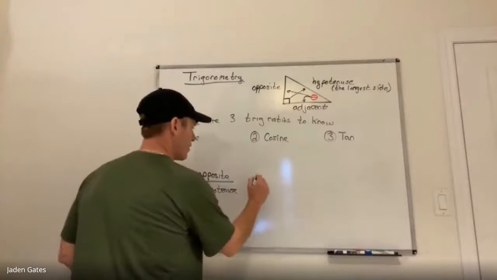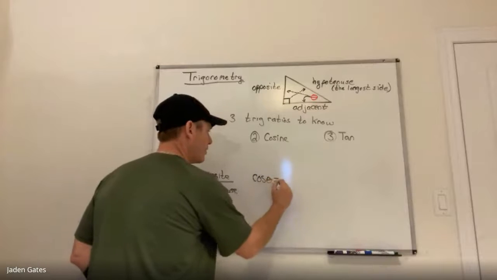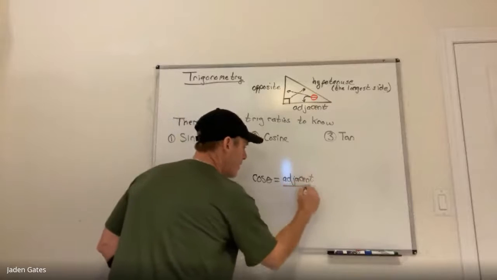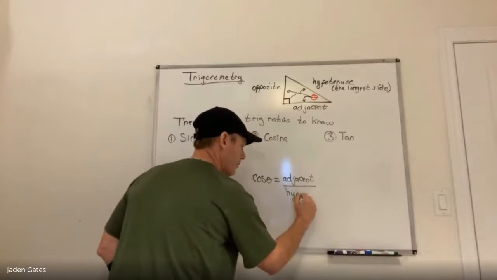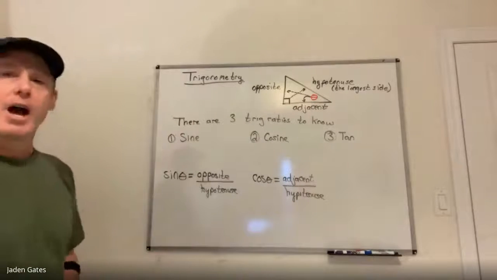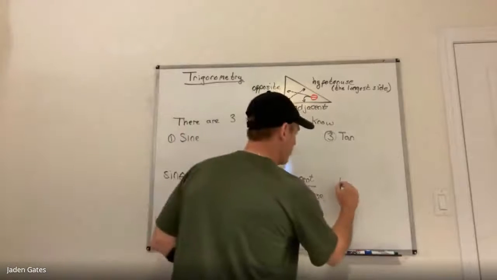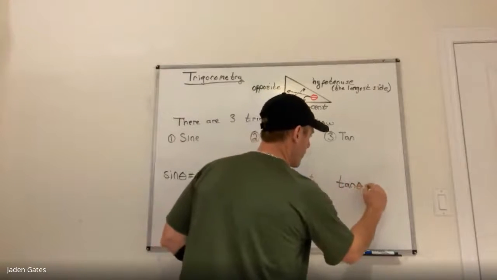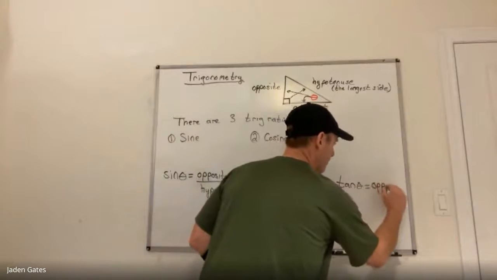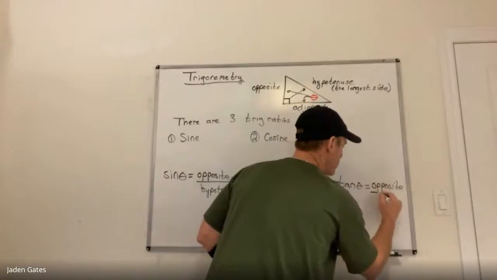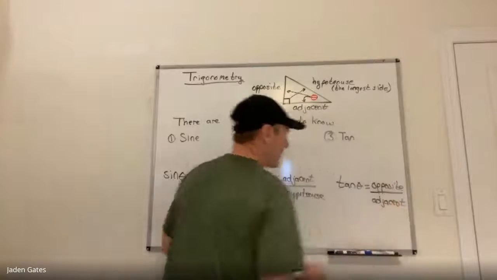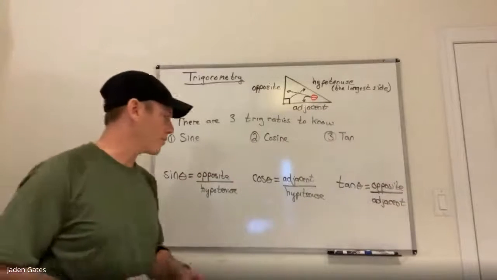The cosine ratio, or cos theta, is that we take the adjacent side and we divide it by the hypotenuse. And that would be our cos ratio. And then our third ratio, the tan ratio, which I call tan theta, you take the opposite side and you divide it by the adjacent. Now, you have to know these three ratios, all right?